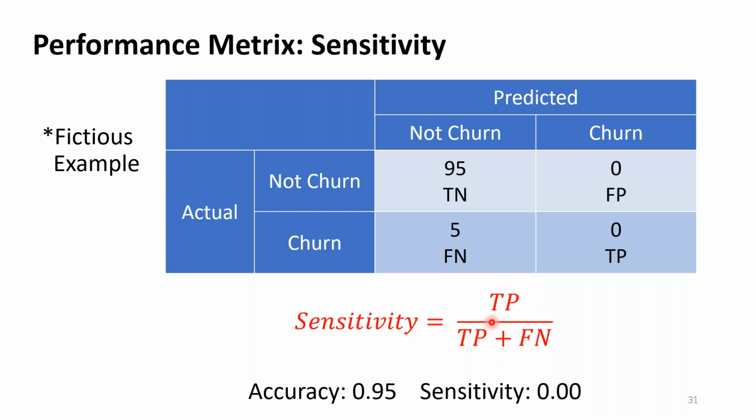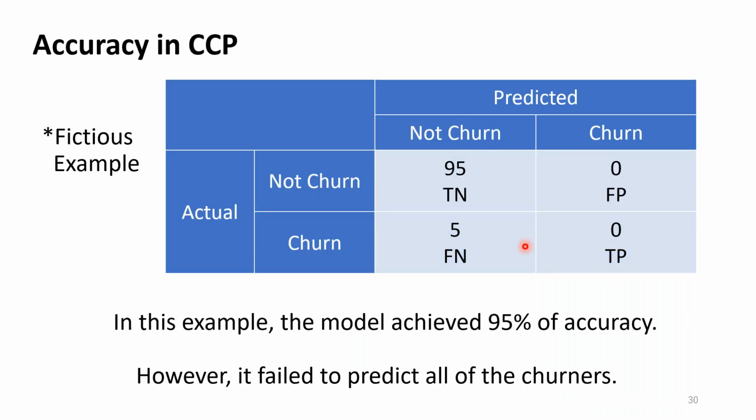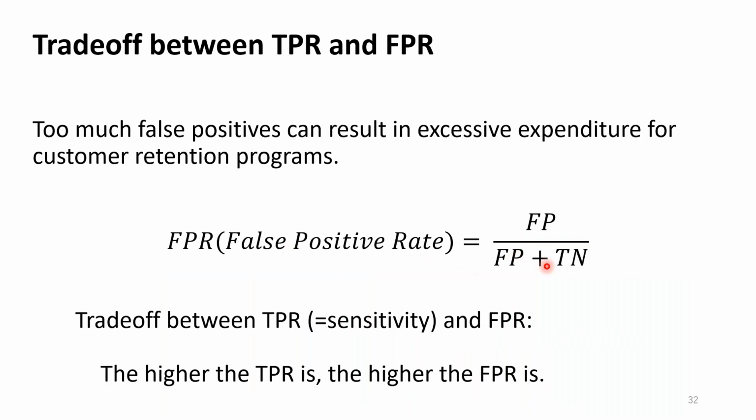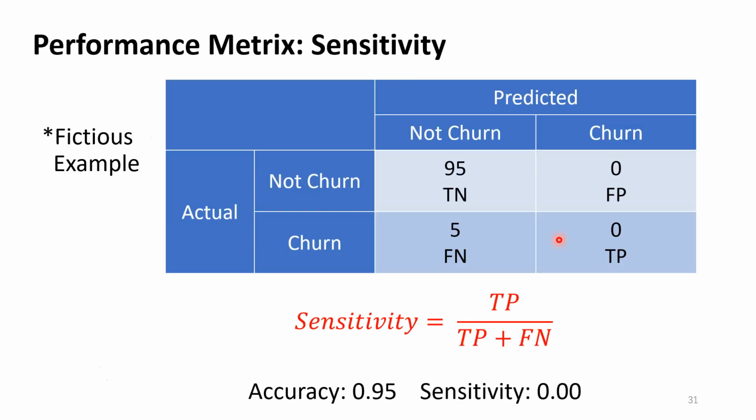Sensitivity means this, and we can calculate it with this formula. It is true positives divided by true positives plus false negatives. So this is this area divided by this one. And for the false positive rate, it is false positives divided by false positives plus true negatives. So false positives is this one.